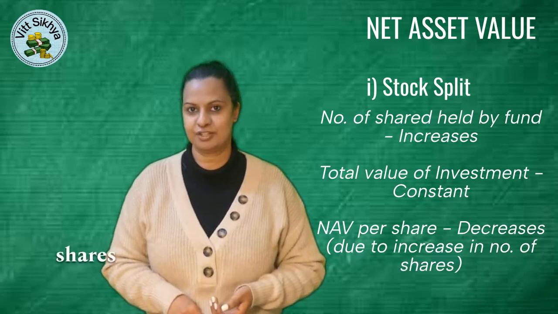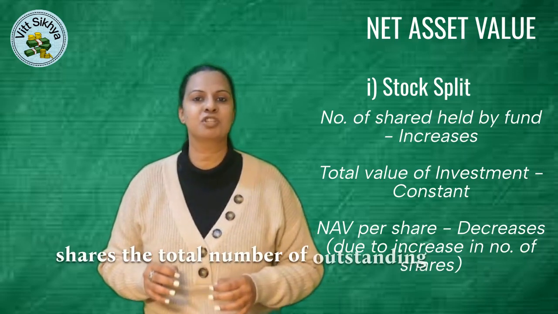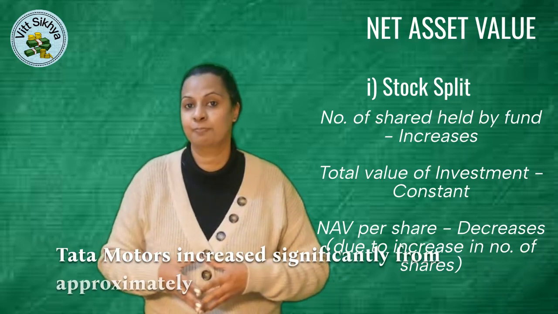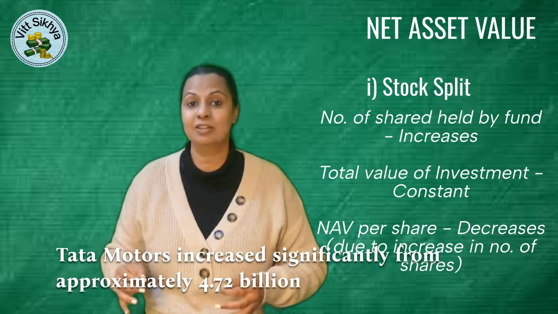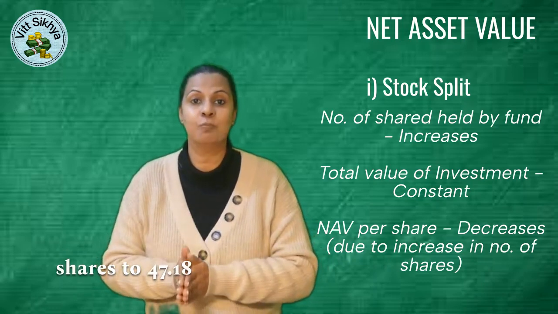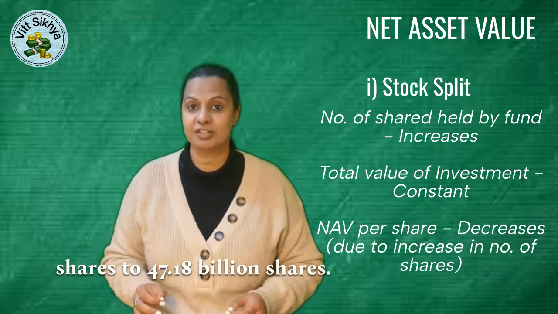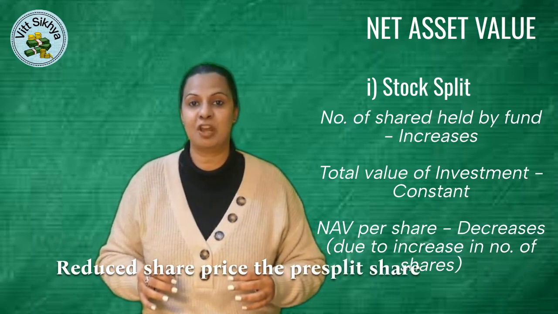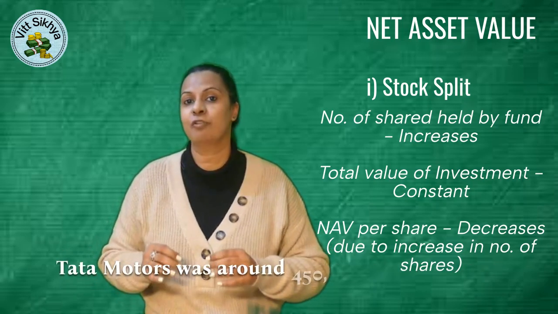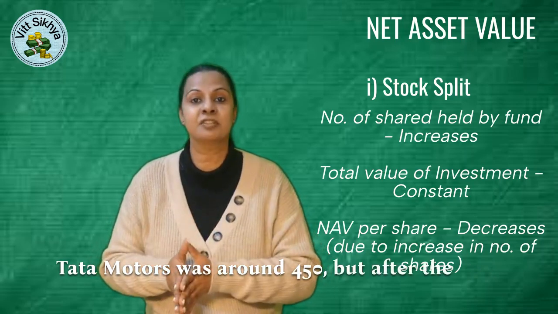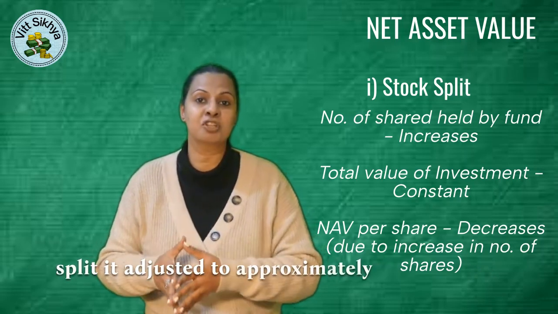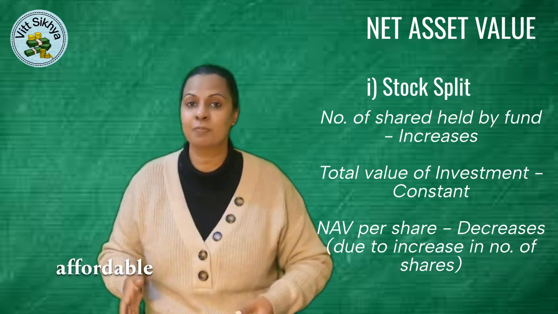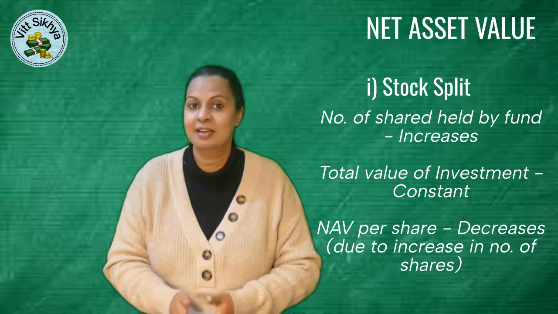Increased number of shares. The total number of outstanding shares of Tata Motors increased significantly from approximately 4.72 billion shares to 47.18 billion shares. Reduced share price. The pre-split share price of Tata Motors was around Rs 450, but after the split, it adjusted to approximately Rs 45. This made the stock more affordable for smaller investors.